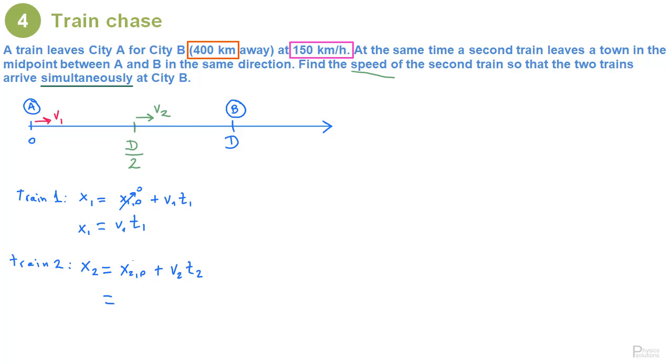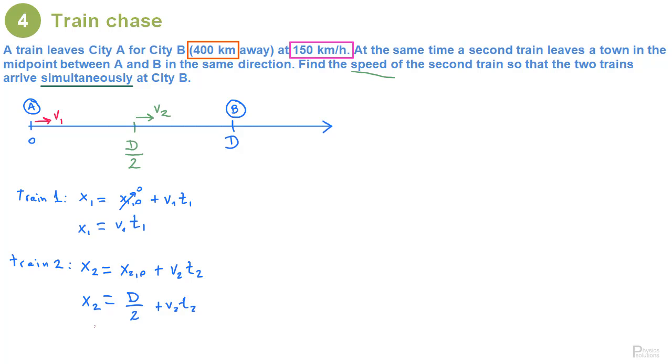The second train starts right in the midpoint, so we know that this quantity is going to be d divided by 2, and the rest remains the same. So now we have the equation for our second train. So up to this point, the two trains are completely unrelated. There is no connection between them.